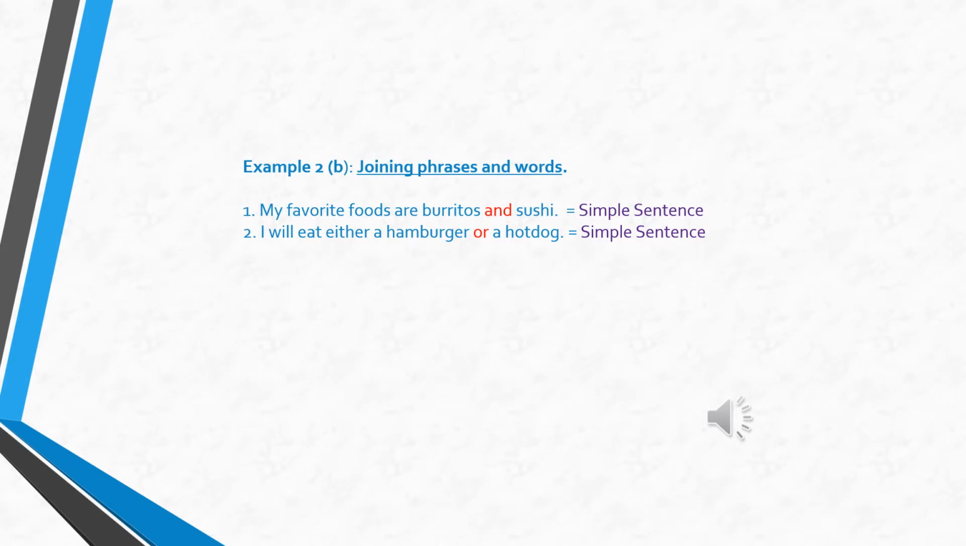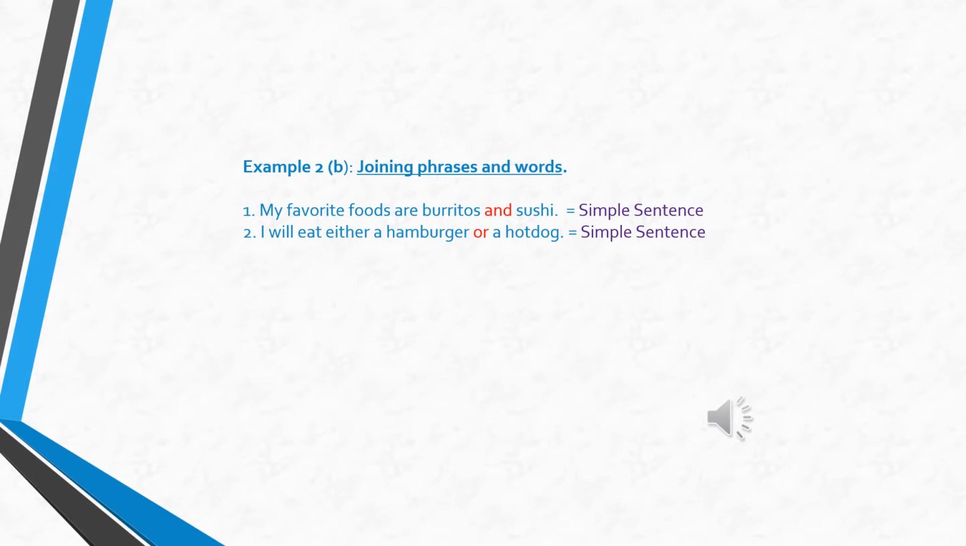Now, in these 2 examples, we are going to see how we can join phrases with words using conjunctions. We still are not going to put a comma. That will be wrong. And finally, we are still working with simple sentences. All the examples before this, if you notice, were about simple sentences. So let's take a look.